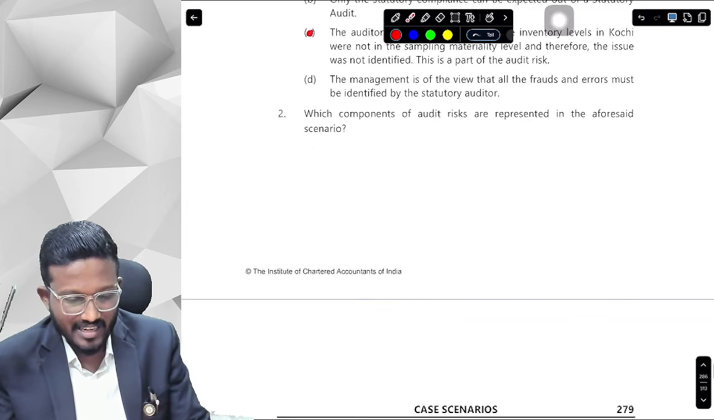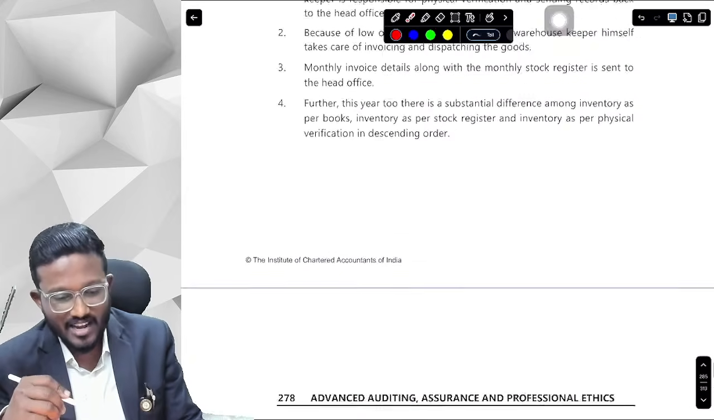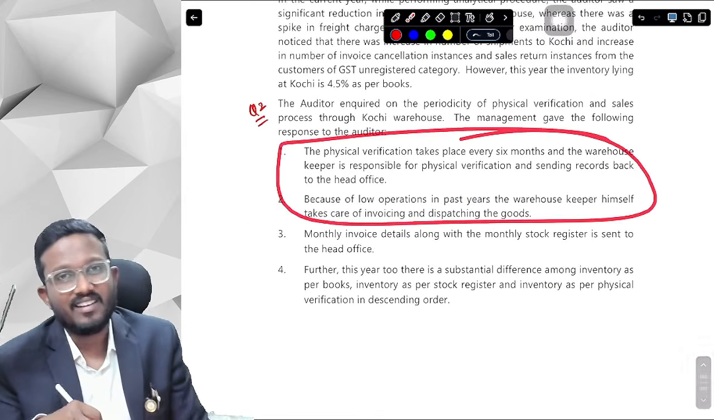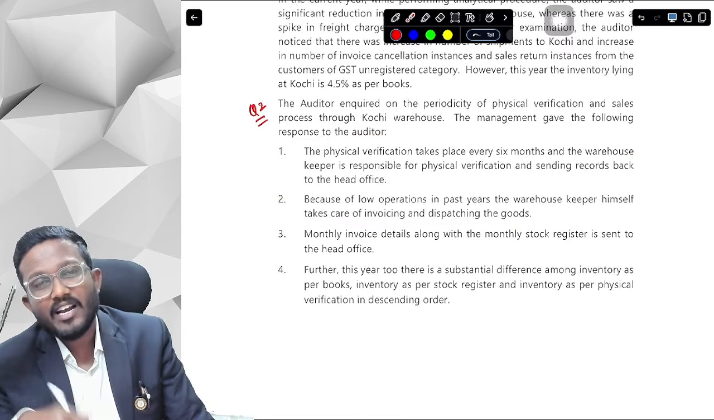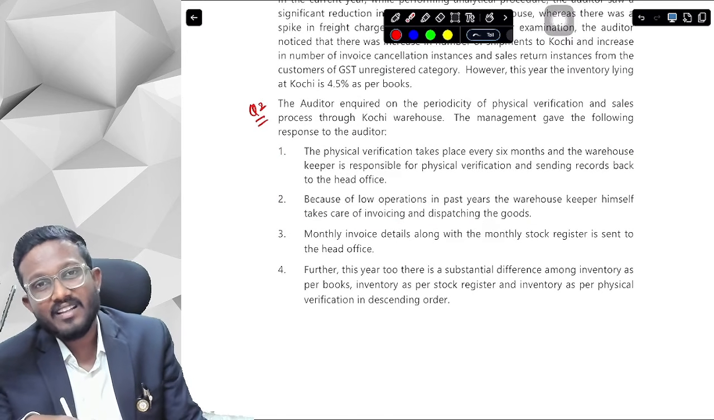Okay, yes sir. So what is the second question? Which component of audit risk is represented in the above scenario? So basically that is a control risk. Why control risk? Because your controls are not working properly. And there is a detection risk. Why detection risk? Because the auditor may not be able to identify the risk of material misstatement.